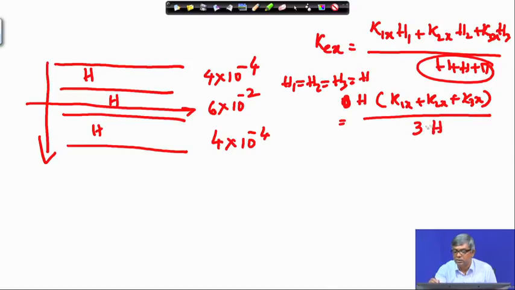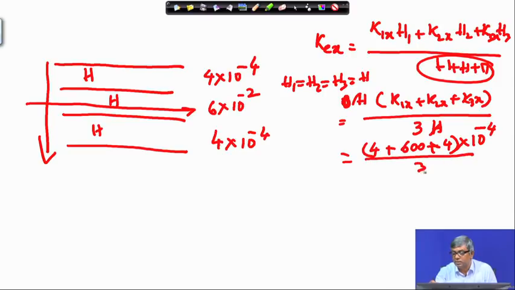So, it will be 3h. The h gets cancelled; ultimately it is nothing but the average. When your flow is taking place in the horizontal direction, the equivalent permeability is nothing but the average permeability of the 3 layers. So, if I do that, it will be 4 plus 600 plus 4, into 10 to the power minus 4, divided by 3, and that becomes 202 into 10 to the power minus 4 millimeter per second.